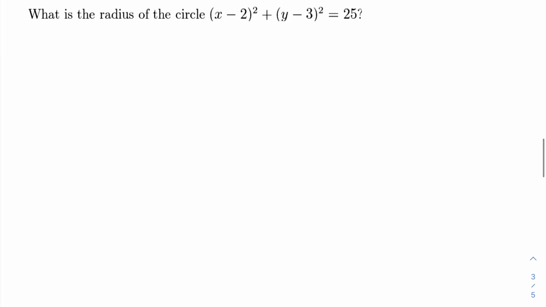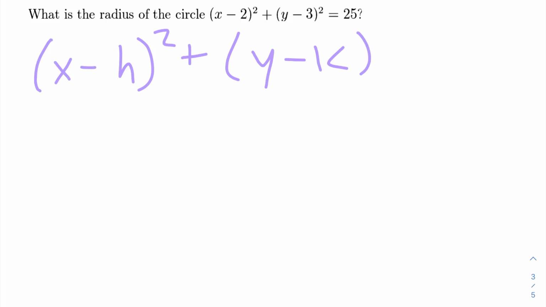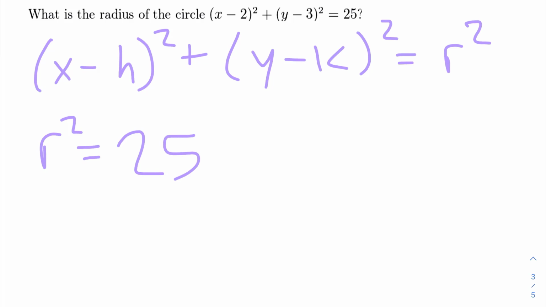What is the radius of the circle (x - 2)² + (y - 3)² = 25? So we know that the equation of a circle with center (h, k) and radius r is this. And we see that this equation is in the same form as this equation. So that means r² must be equal to 25. So if we take the square root of both sides, we get r is equal to 5.